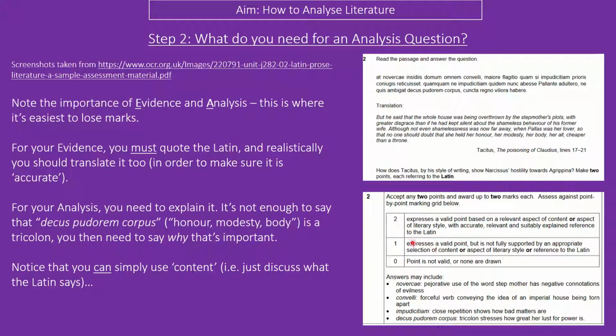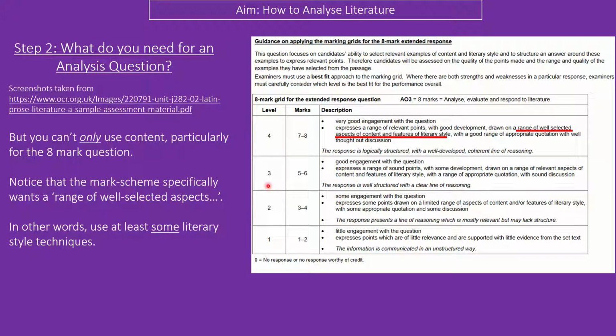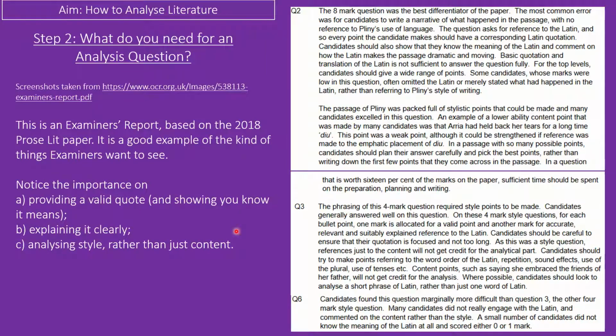You can just talk about content, a relevant aspect of content or an aspect of literary style. You can just talk about content, but you can't only talk about content. It is easier generally to use the literary style if you can do so. This is for the 8 marker in particular, the range of well-selected content and features of literary style. Try to use literary technique if you can possibly get away with it.